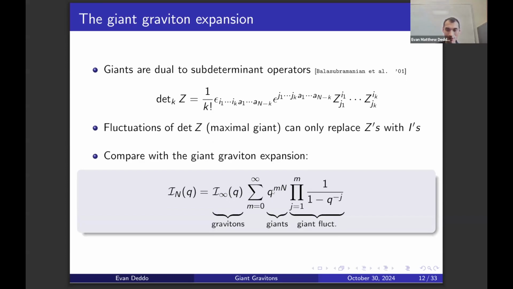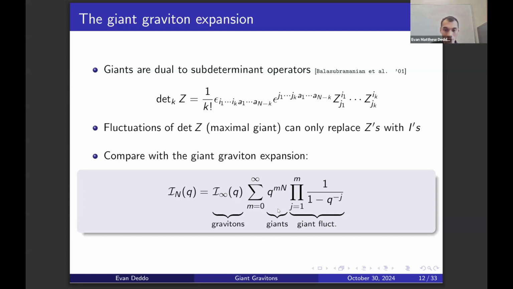This term corresponds to the contribution of m different giants, each with R charge capital N. And then this term will be the fluctuations of these giants, because we can see that this will be like some geometric series in negative powers of q, which corresponds to the fact that fluctuations on the giants decrease the R charge. And then we sum over all possible numbers of giants. So that's the idea of the giant graviton expansion, which was introduced by Gaiotto and Lee and maybe others.